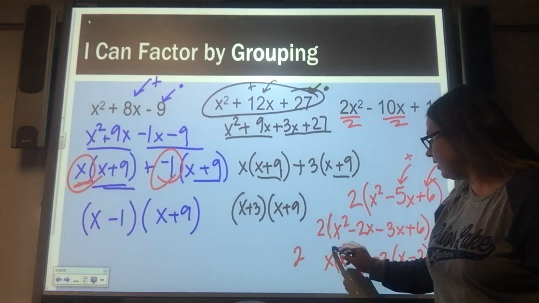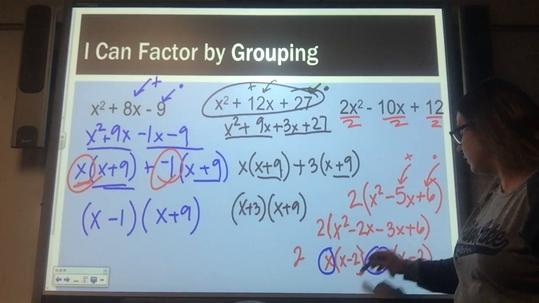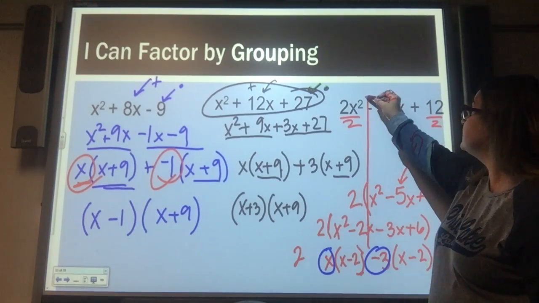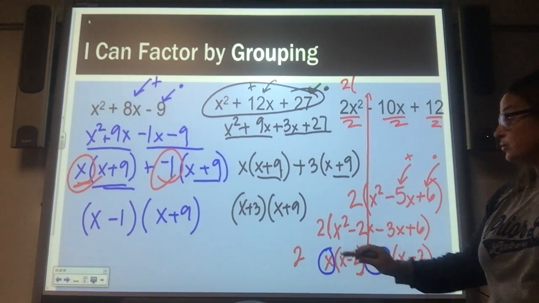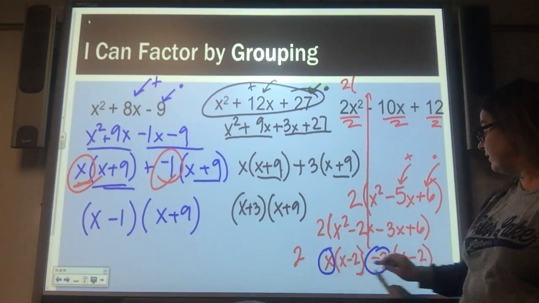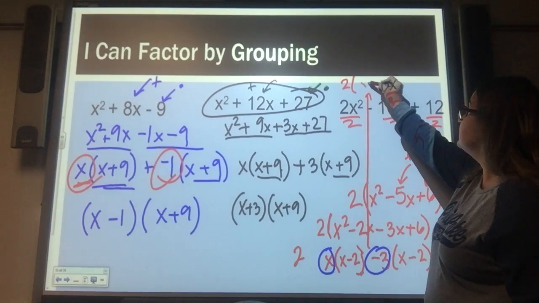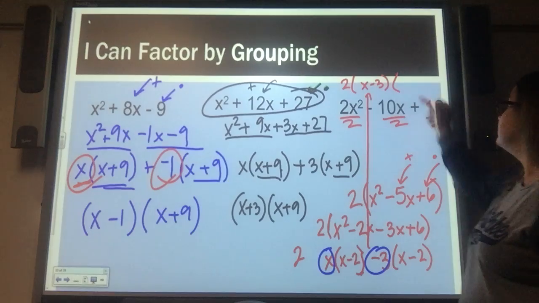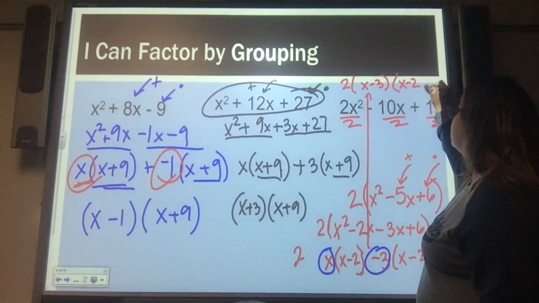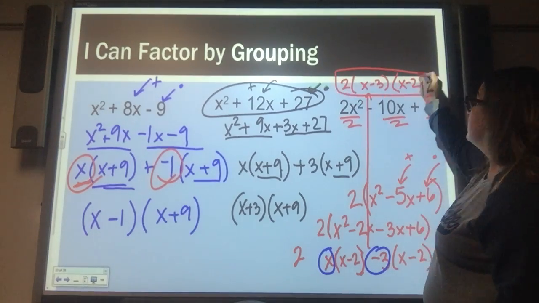So I'm going to pair these two together, and I'm going to write it way up here, guys. So it's going to be 2, because I don't want to forget that 2. Then I'm going to combine these two together, so it's x minus 3, and then combine the x minus 2. This is factoring by grouping.